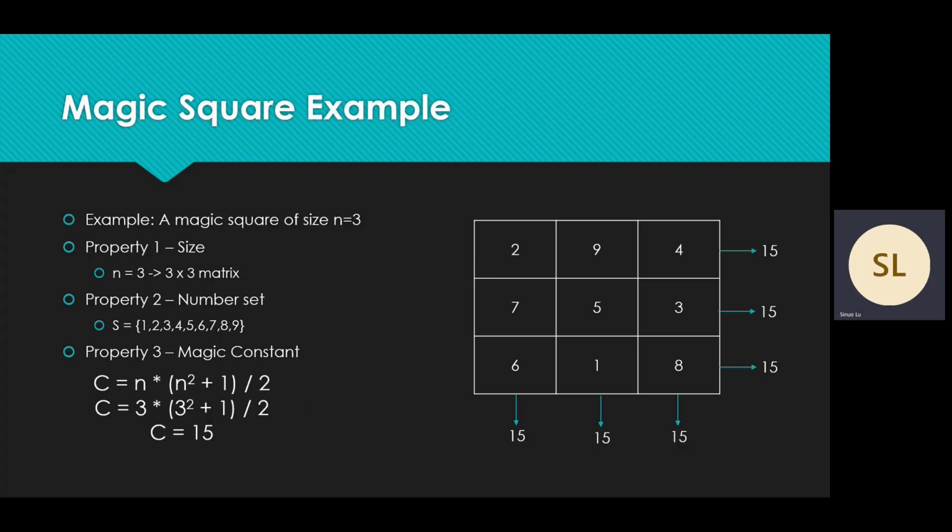Here is an example of a magic square of size n equals 3, which is a 3 by 3 matrix, and it contains the full set of numbers from 1 to 9 without repetition. We can use the formula to calculate the magic constant, and here it is 15.